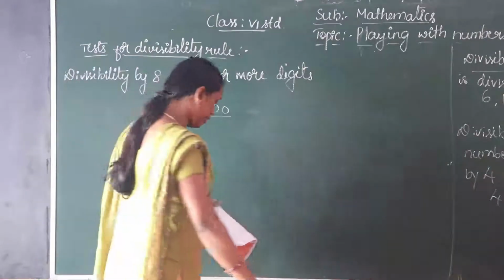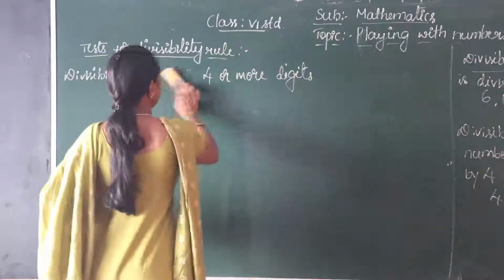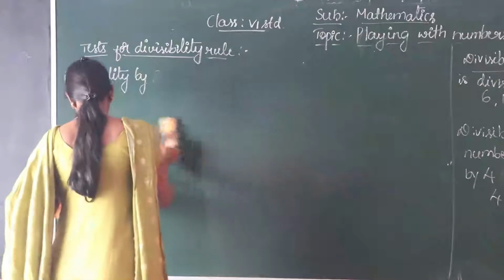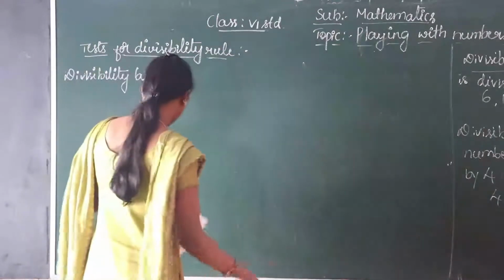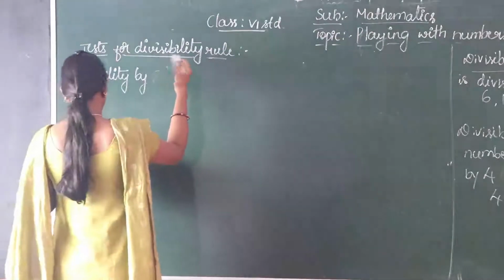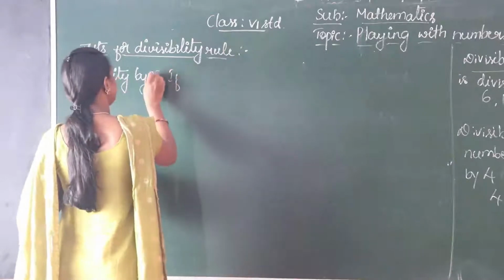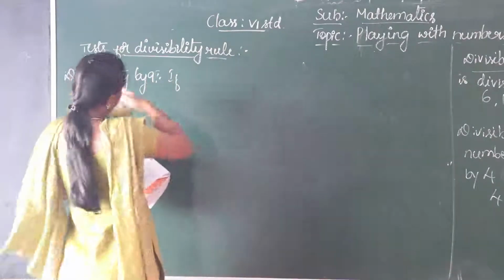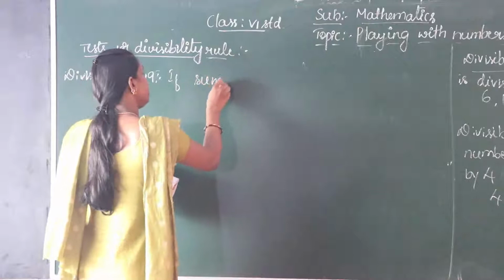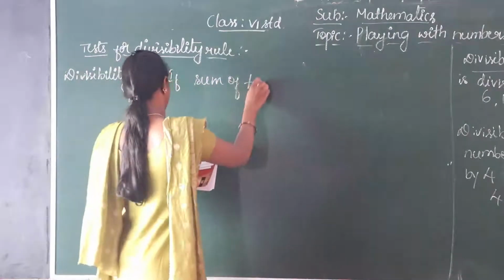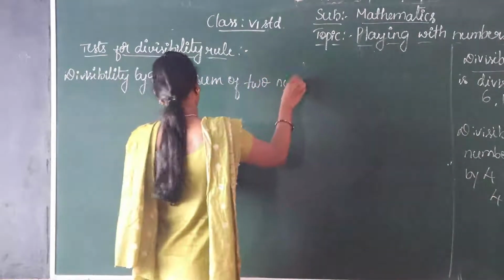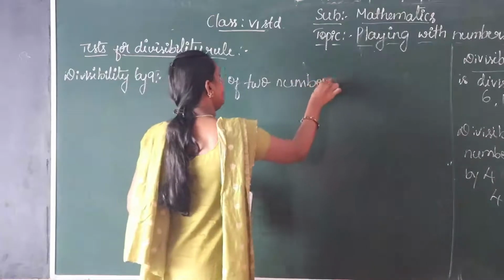Okay, children? And then divisibility by 9. If the sum of the digits is divisible by 9, then the number is divisible by 9.